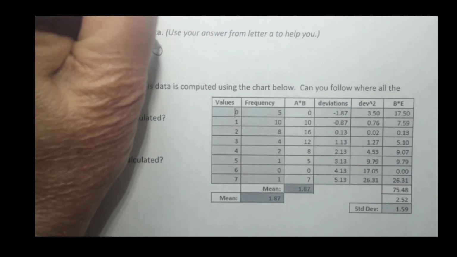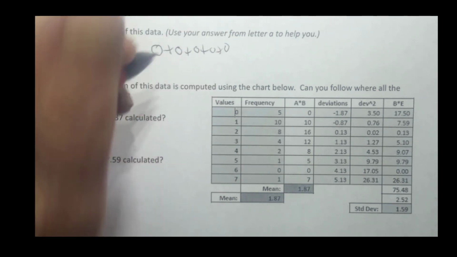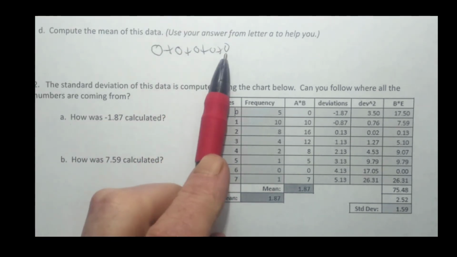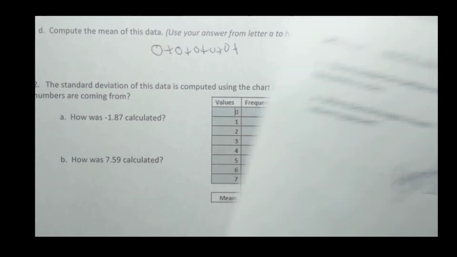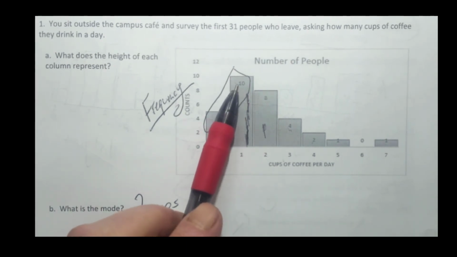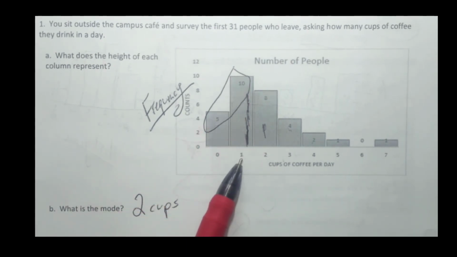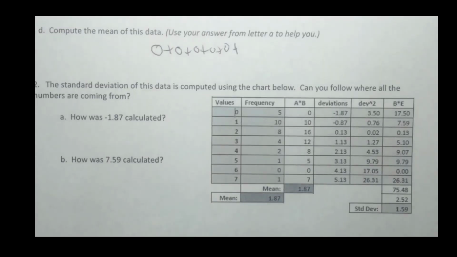And for the average, you add up all. So I got 5 zeros. I got to keep adding to that. What do I got next here? I've got 10 ones. So 1 cup of coffee 10 times, right?